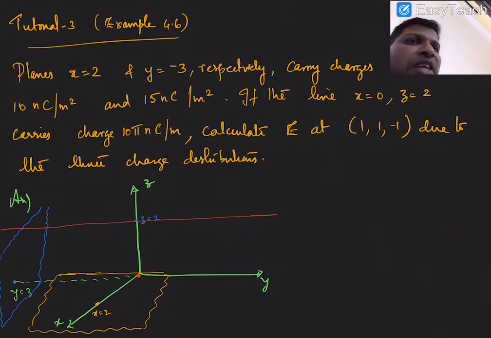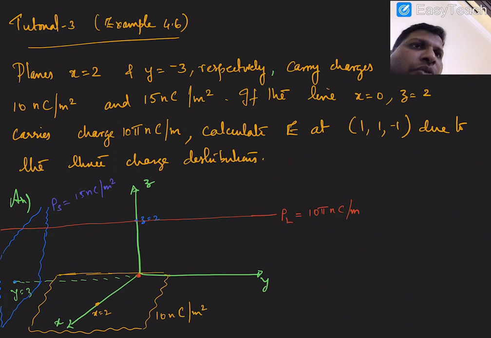Now this line charge has the charge density rho L, given as 10 pi nanocoulomb per meter. At y equal to minus 3, the charge density is rho S, 15 nanocoulomb per meter square, and the other one at x equal to 2 has a charge density of 10 nanocoulomb per meter square.